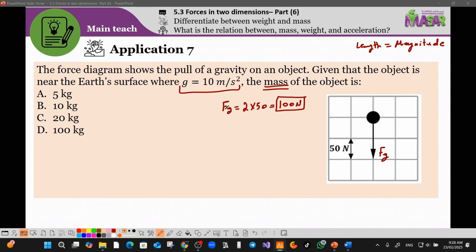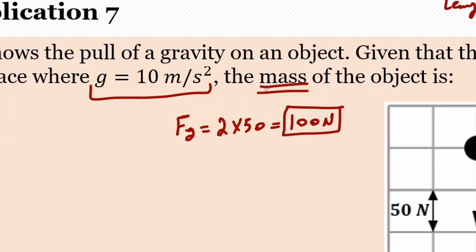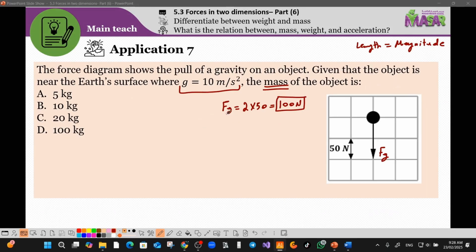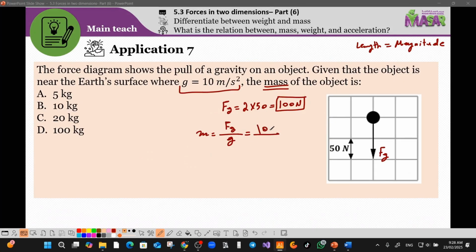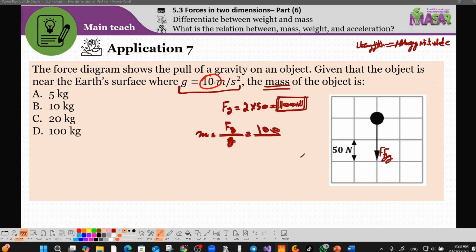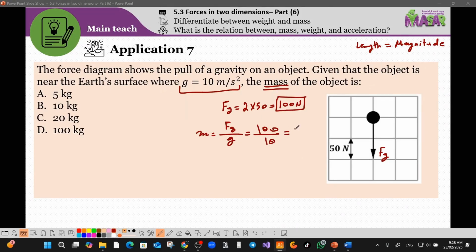Now, since the force of gravity is related to the mass, we can use the force of gravity to find the mass, and the mass is given by Fg over g. Now the Fg is 100, and the g is given by 10, and the answer is 10 kilogram. This is why the correct answer here is B.